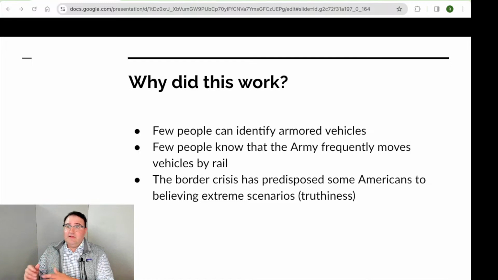Or if you're on the right, you might go, finally, Greg Abbott, the governor of Texas, is going to prevent migrants from going over because once they see the Bradleys, they'll turn around. So there is truthiness to this on both sides. So this is actually really good because it can make both sides angry.